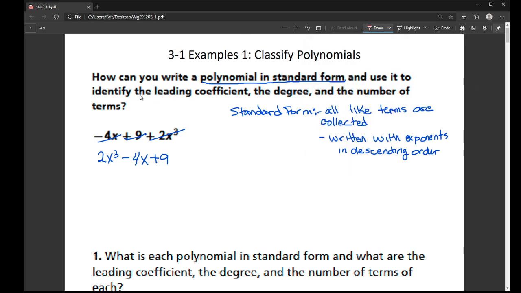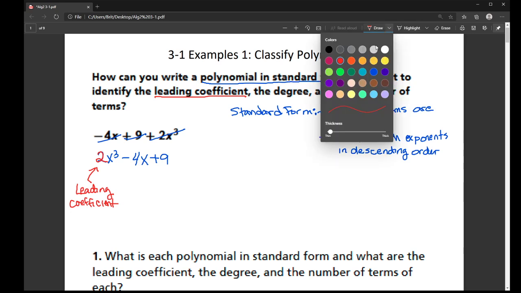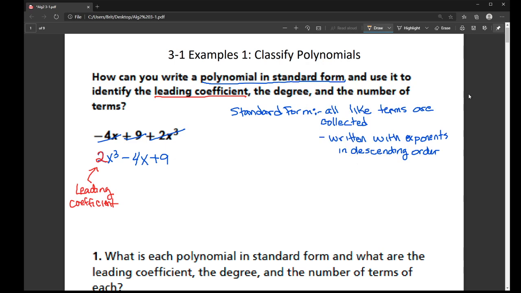Now the leading coefficient is the first number that shows up. So my leading coefficient is 2. Next up comes the degree. It's not asking if this polynomial went to college. The degree is the exponent of that leading term, so it's the highest exponent that we have.